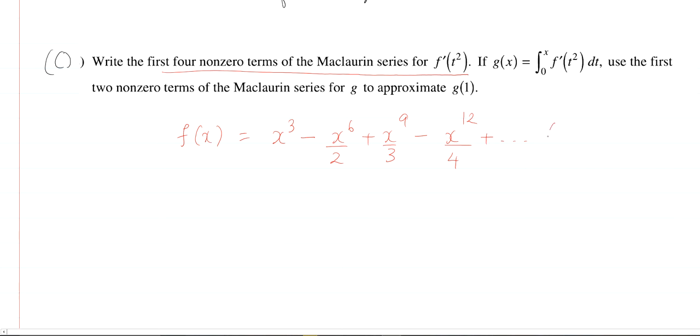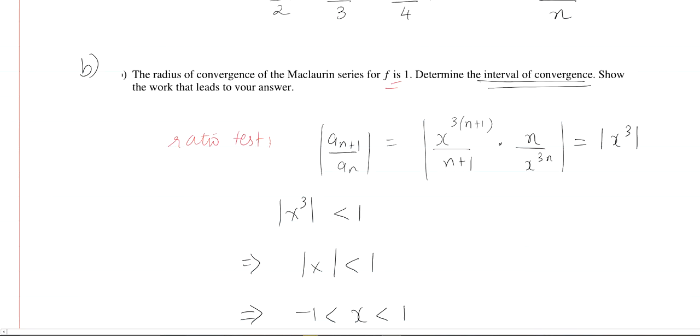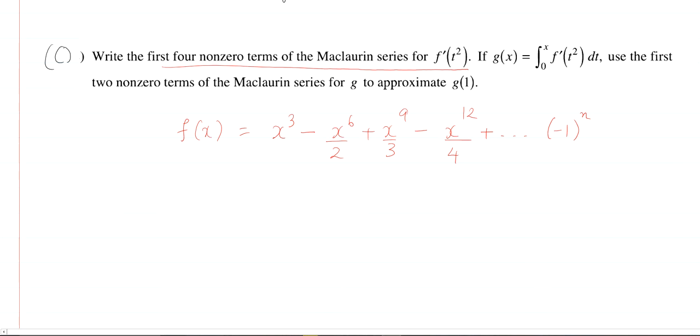Minus 1 to the n plus 1, times x to the 3n over n, plus dot dot dot. So this is f of x. Once we know f of x, we can evaluate f prime of x. And here we simply differentiate it term by term.